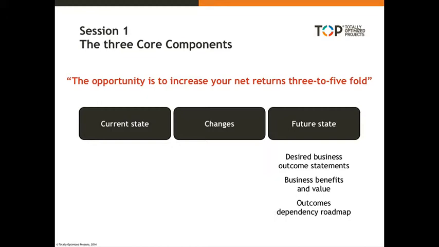We found that that's normally a minimum of 25% of the potential value of the project, a minimum of 25%. In some cases, it's been 80% of the potential value. So maximizing your business benefits is a critical aspect of the business benefits and value control.